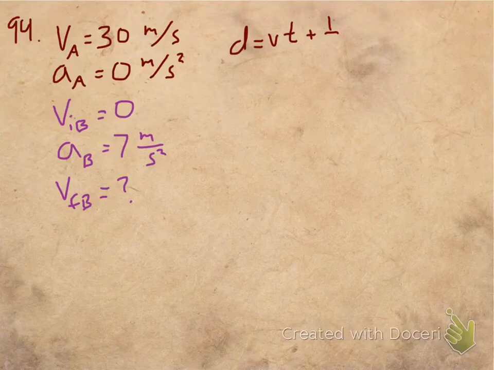Up top, I put the speeding car in maroon there. The velocity of car A, I'm calling the speeding car car A. Velocity of car A is given. The acceleration is 0 because it's not changing its speed. And then I put the police car in purple. The velocity initial of the police car is 0 because we're starting from rest. The acceleration is given. And the question is asking for the final velocity of the police car.